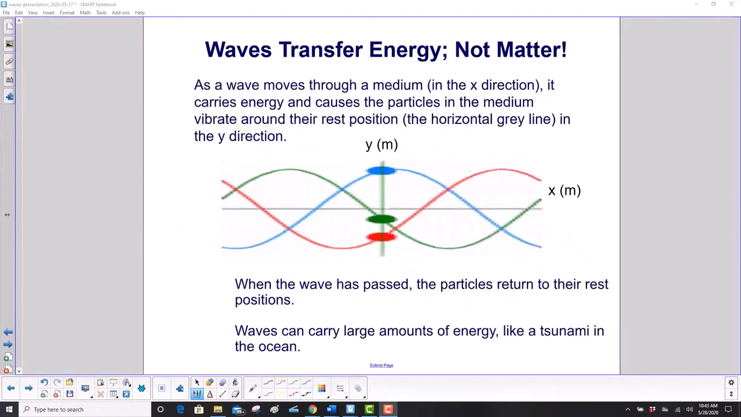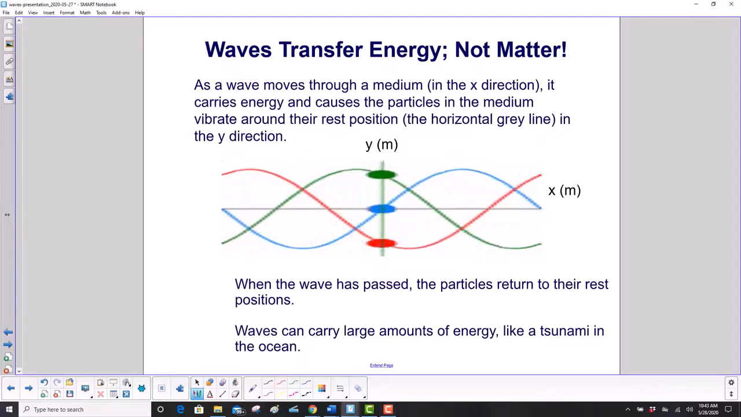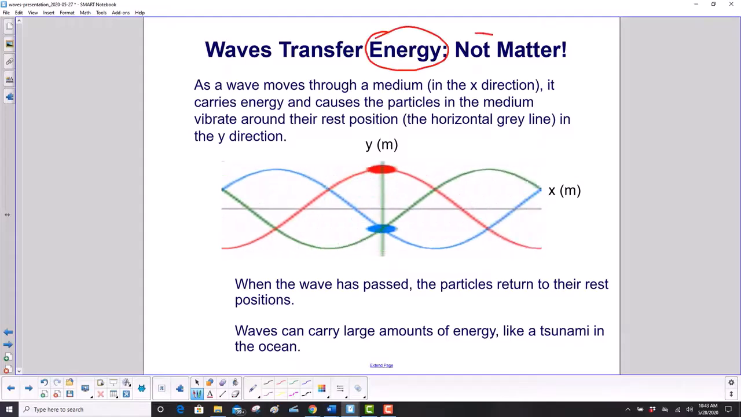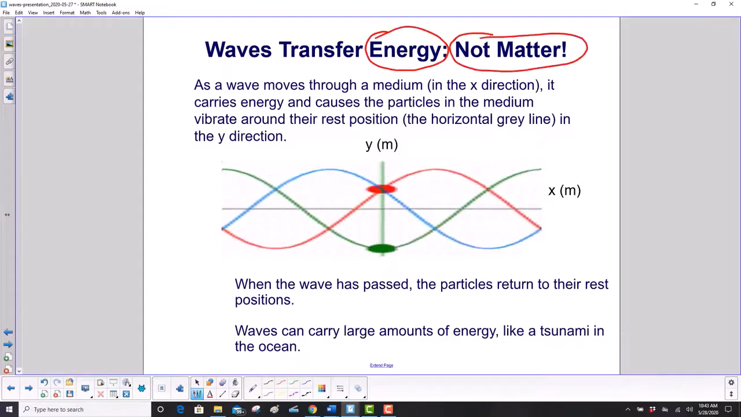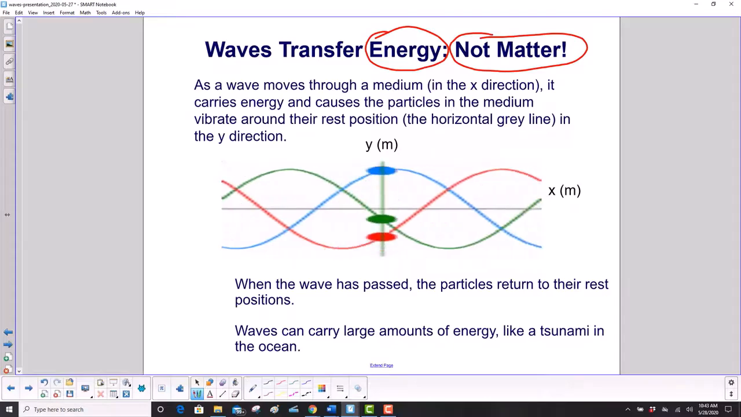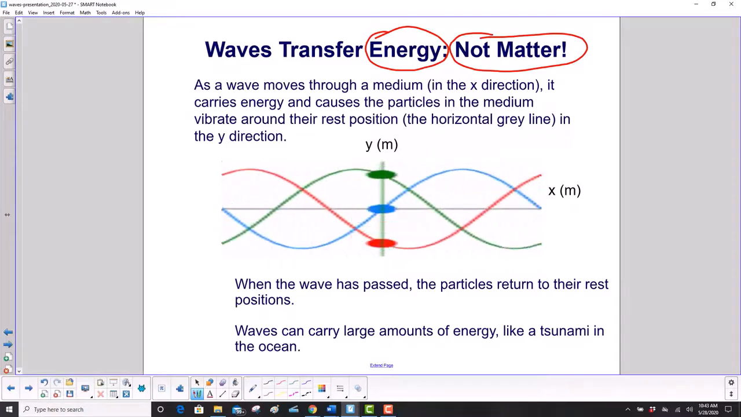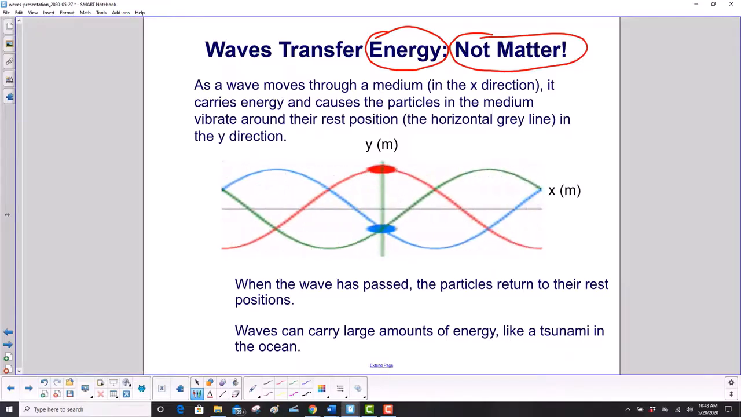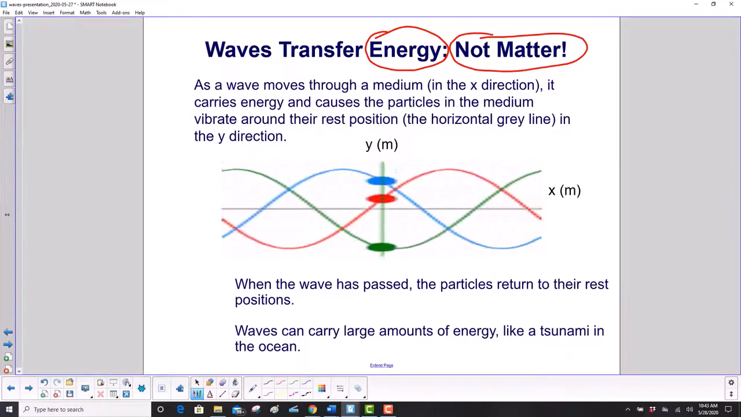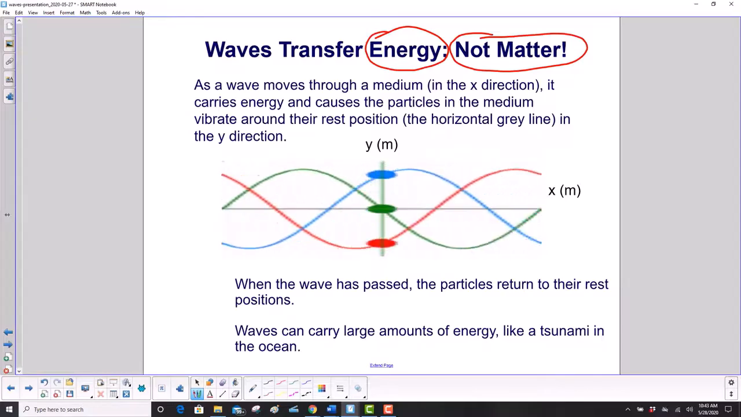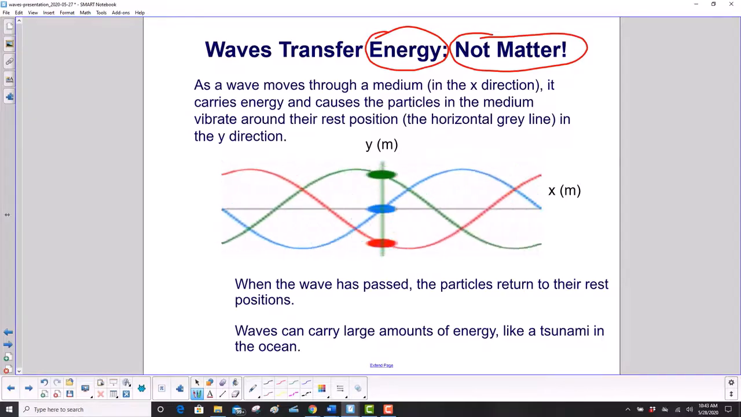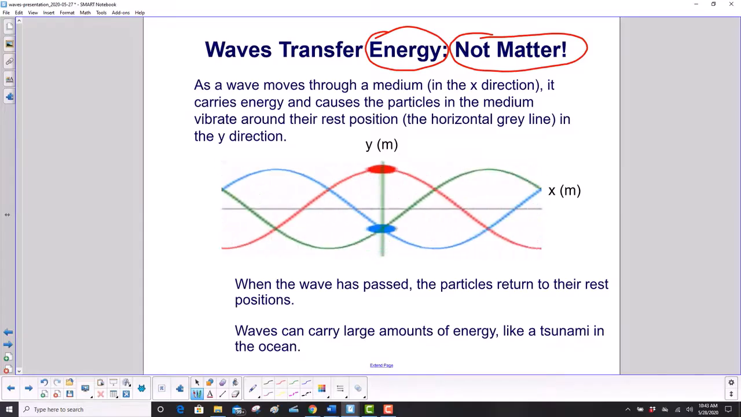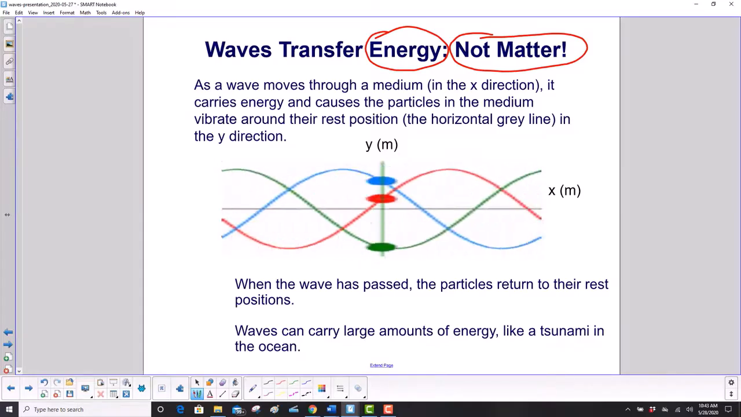Here is a very important point. Waves transfer energy, not matter. What does that mean? Well, before we look at the picture, remember earlier we talked about that little piece of styrofoam in the water? The waves were moving out from the disturbance all around the water there. The styrofoam just went up and down. It didn't move laterally or horizontally. So something was being transferred, but the water was actually just going up and down.